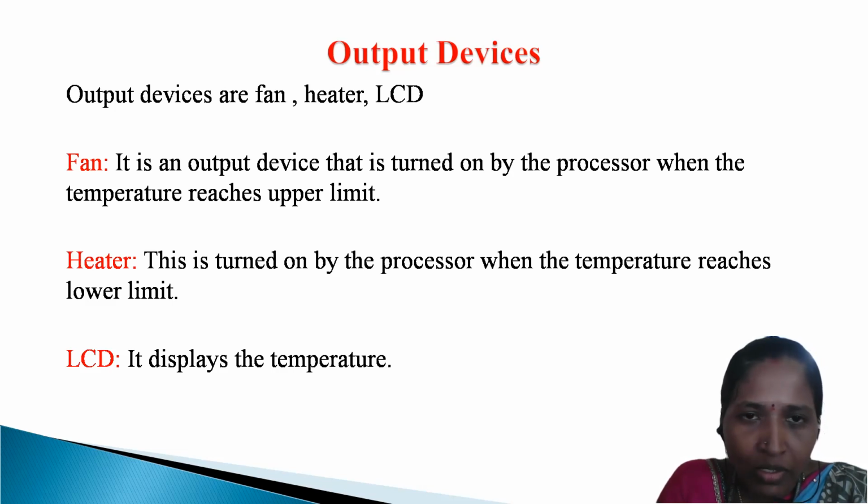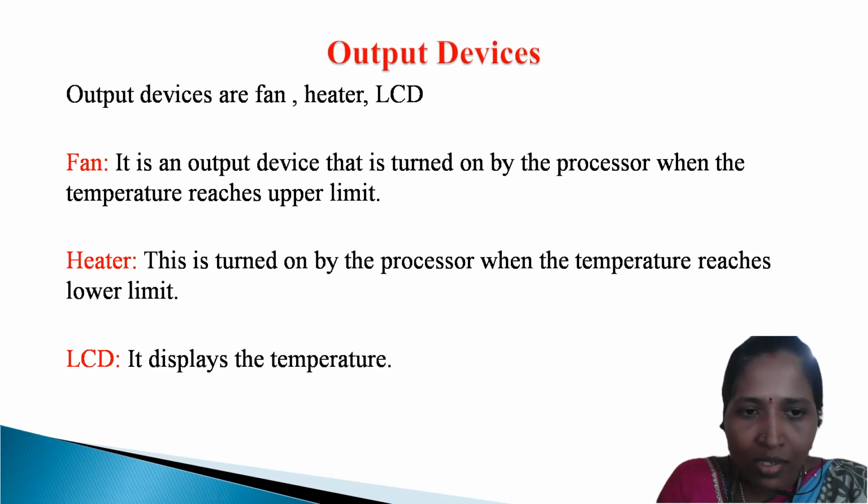And what about the heater? This is turned on by the processor when the temperature reaches the lower limit. If the temperature reaches the lower limit, then the heater will be turned on. Otherwise, it will be off. That will be shown in output 2. The fan will be shown in output 1.